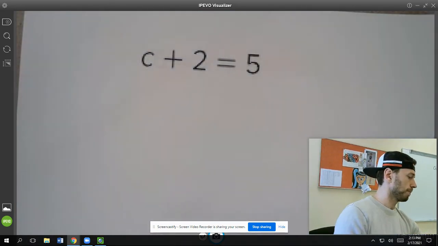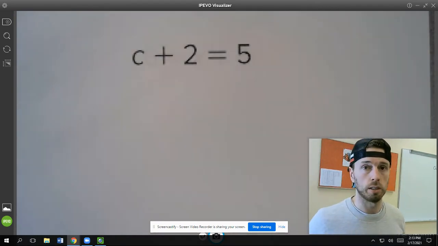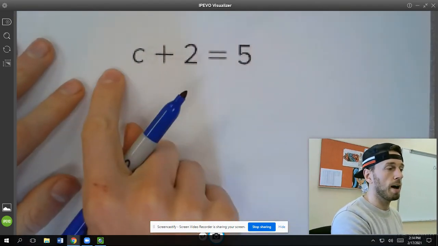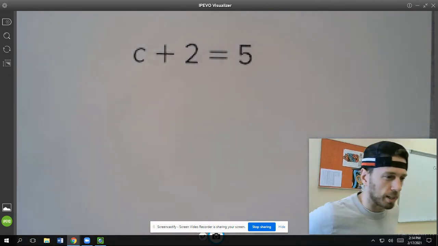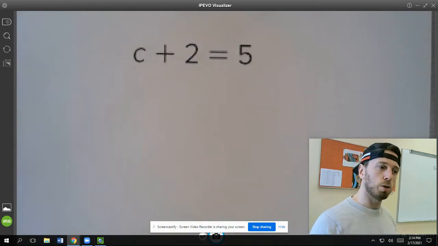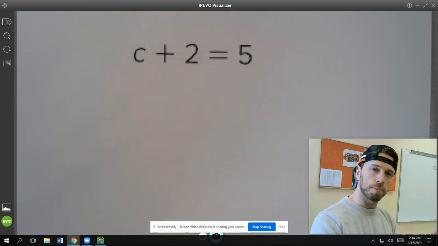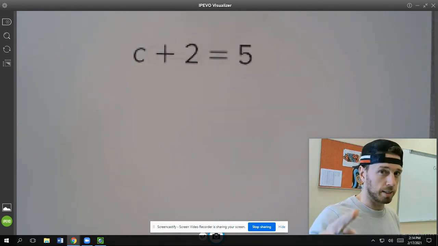Here's an example. C plus 2 equals 5. You probably already know what this is, right? Something plus 2 will give you 5. You probably know that C is equal to 3, which it is. But check this out, and this is really important to learn how to use. What I just showed you about your ability to subtract the same thing from both sides of an equation and still make it true really helps you solve these types of problems.